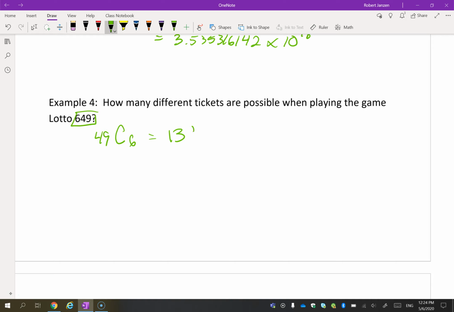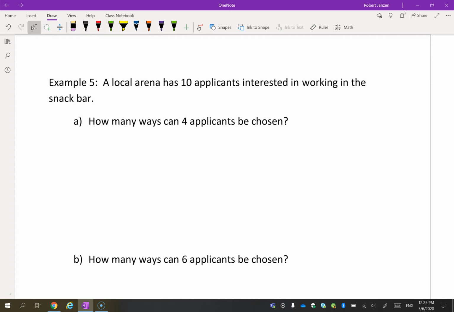And this is interesting. Just to put this in perspective, this is about 14 million possibilities. Lotto 649 usually pays out a couple of million dollars. So if you wanted to buy every single possible ticket, you would have to buy 14 million tickets. They cost $1 each, I think. That's $14 million, and they pay out a couple of million. So you can see why Lotto 649 makes a lot of money for the provinces. Okay? More likely, the combination questions will have to do with applicants and filling a job.